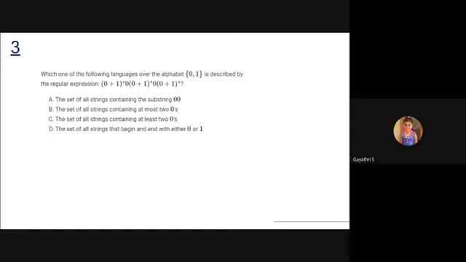Substring 0 0 means the 0 0 is not in a continuous manner, right? In between, either 0 as well as 1 may appear. It is possible. So Nandini has chosen C, Swati C. C for at least two zeros. I think C is the right one. So let me check. Okay, for this problem, C is the right one.